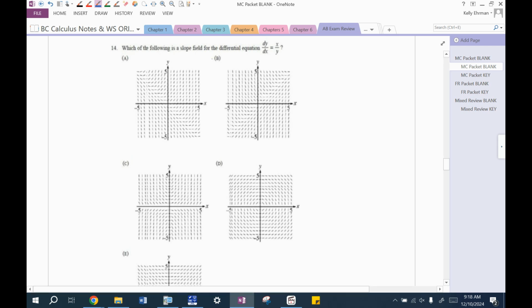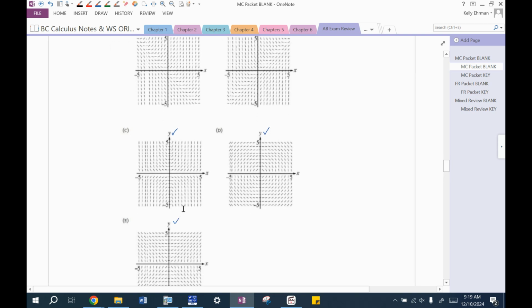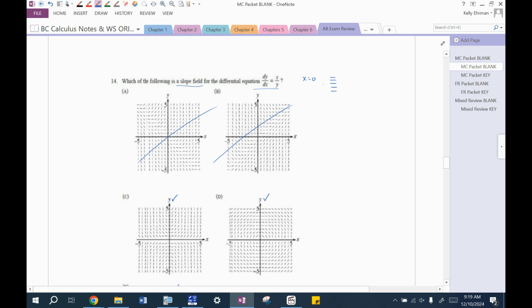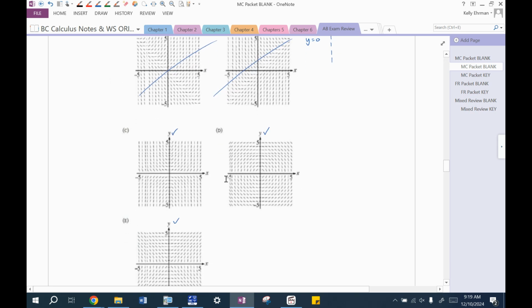So anyway, this page, a slope field. Okay, so which of the following is a slope field for this differential equation? So remember, you don't have to actually figure out what the y equation is. You can just say, okay, so when x is 0, I should get horizontal slopes, right? So when x is 0, I'm looking for horizontal slopes. So C fits that bill, and D fits that bill, and E. So I have eliminated A and B. And then when y equals 0, I should have vertical slopes.